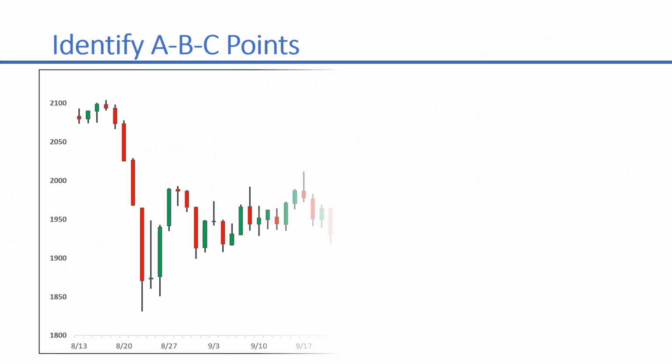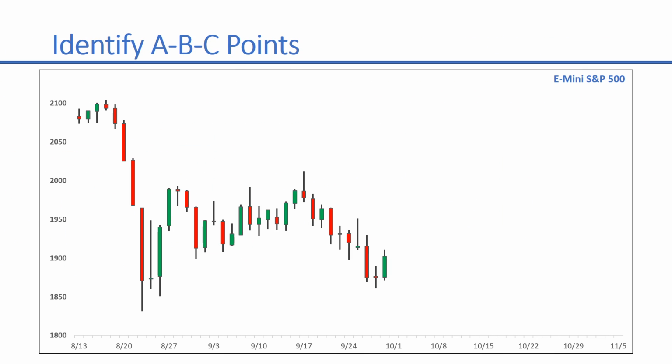Here's an example using the E-Mini S&P 500 futures contract on a daily time frame. The first step in identifying the pattern is to correctly detect the A, B, and C pivot points while they are forming. The A and B points are determined from key swing highs and lows. These can be located from visual examination or can be programmatically computed.